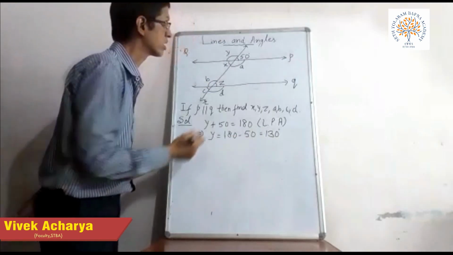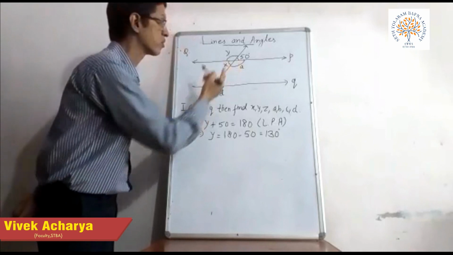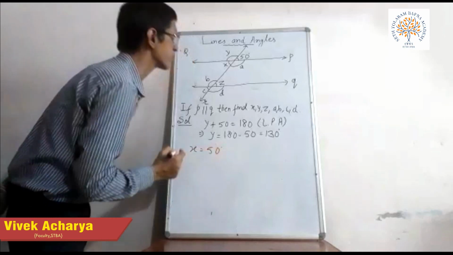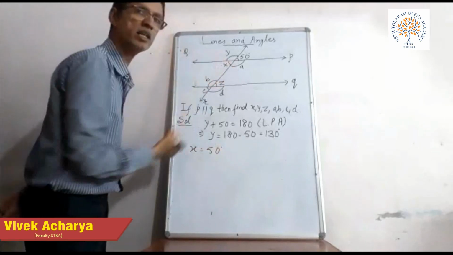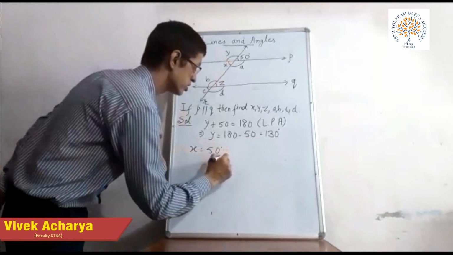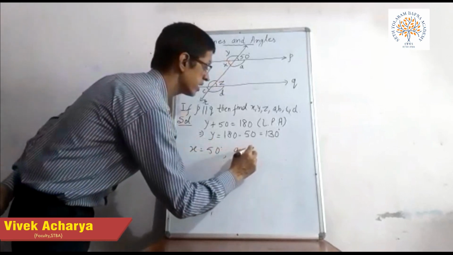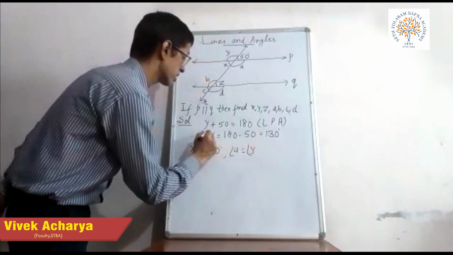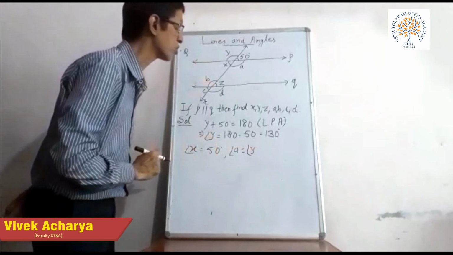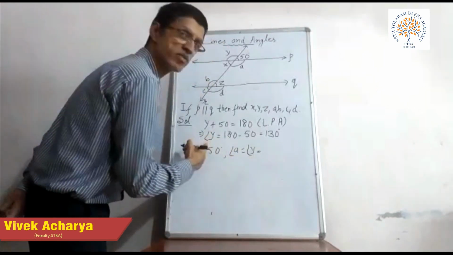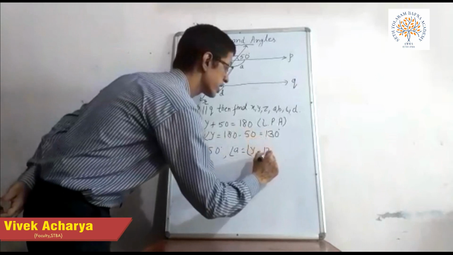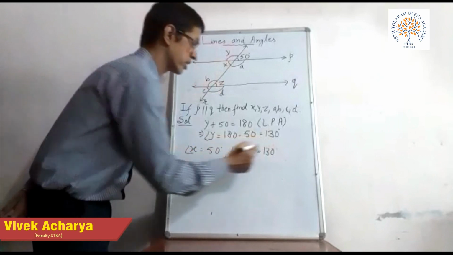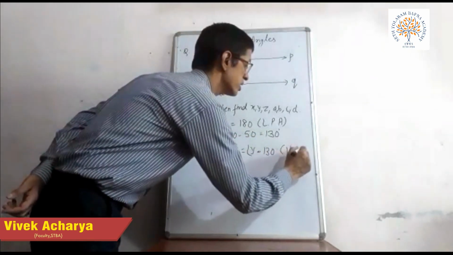Now angle X is equal to 50 degrees, vertically opposite angle. X equals 50. And angle A equals angle Y. This is also vertically opposite. Angle A and angle Y both are equal. They are vertically opposite angles. And Y we have already found is 130. So angle A is also equal to 130 degrees. They are vertically opposite angles.